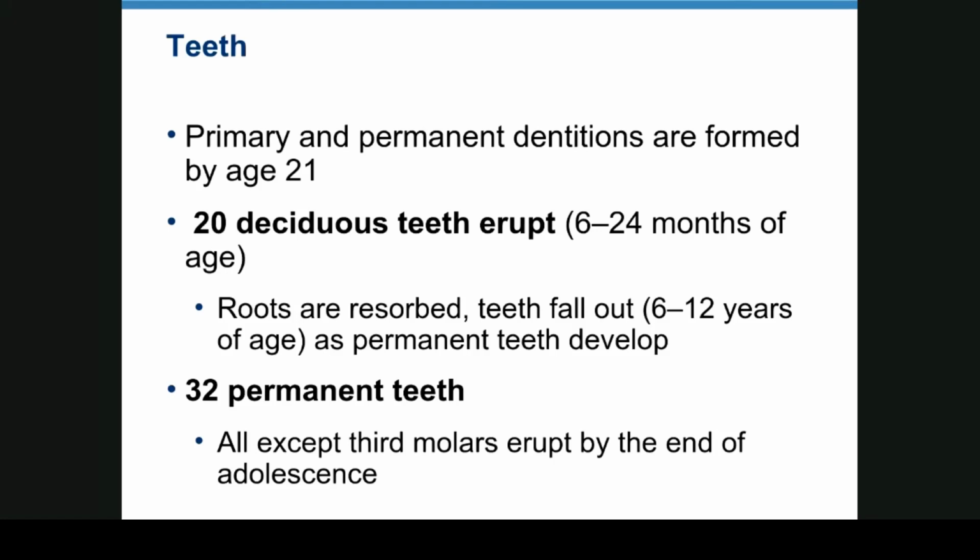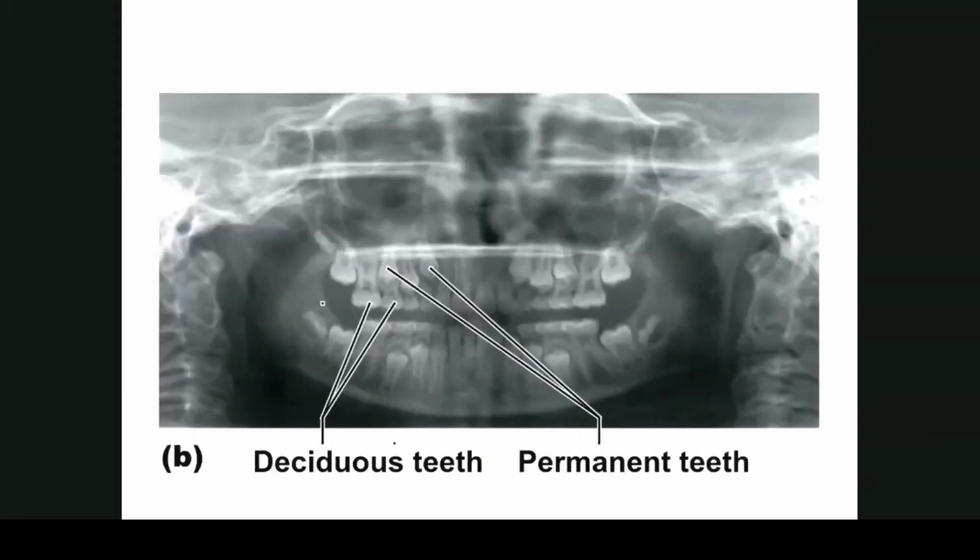Okay, teeth. We have our primary and our permanent dentitions. 20 deciduous teeth, and they've all erupted by about age 24 months. Then the roots will be absorbed as the new teeth come in. 32 permanent teeth, all except the third molars, erupt by the end of adolescence. The third molars are your wisdom teeth, and they take longer to come in. You can see the little deciduous teeth here being pushed out by the permanent teeth.